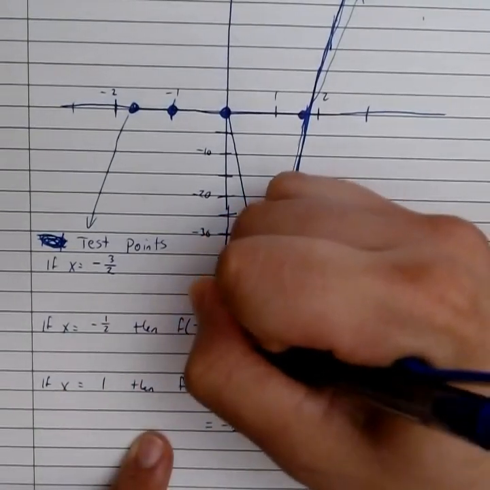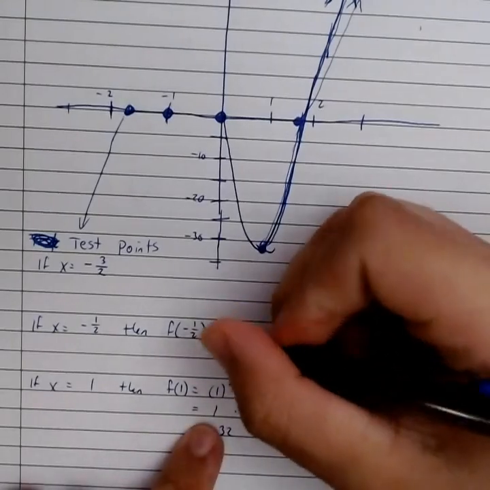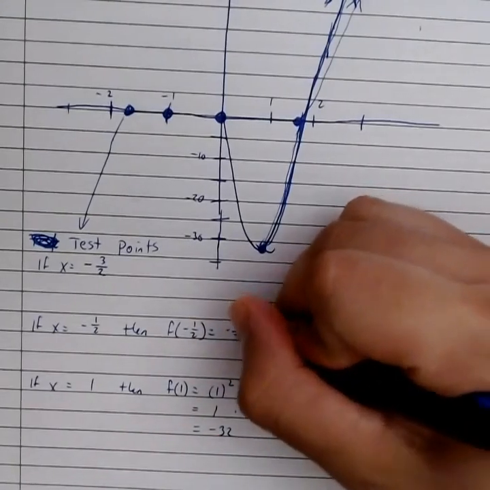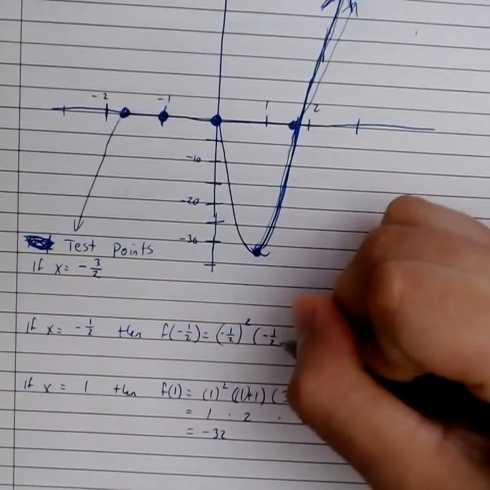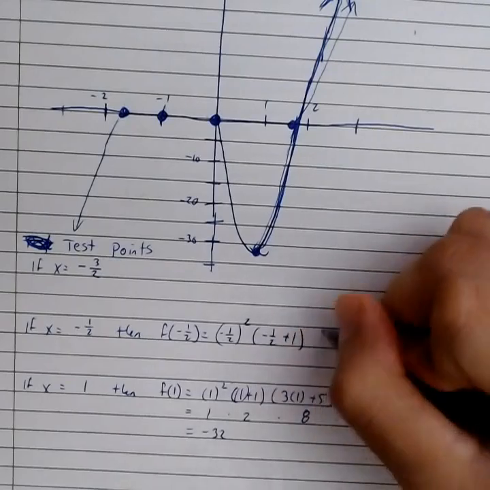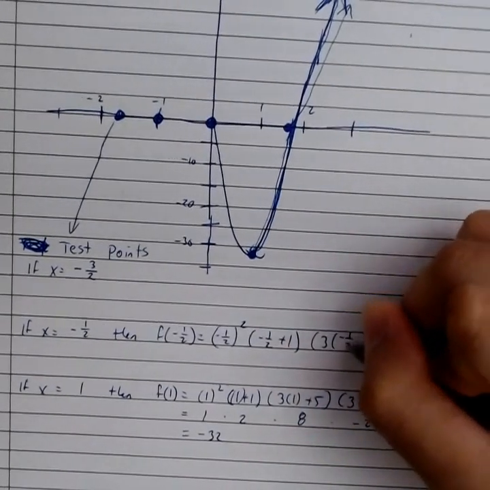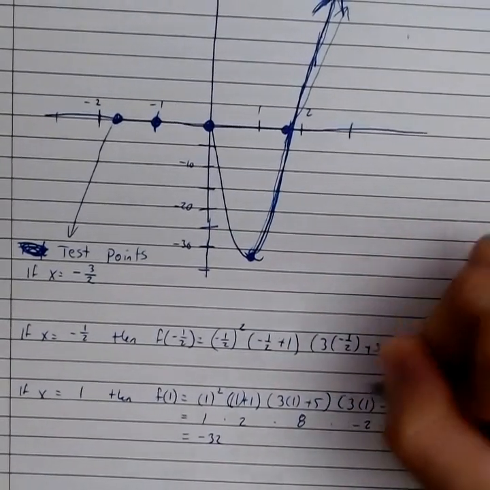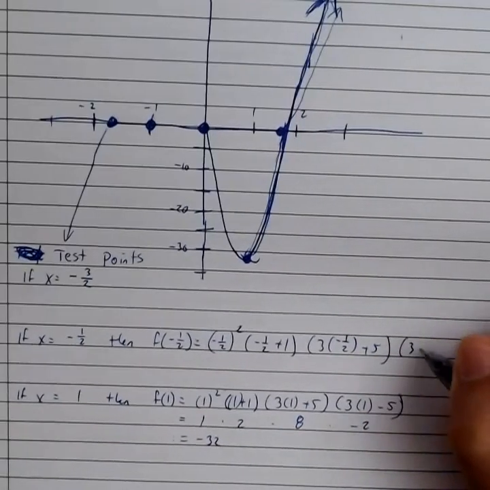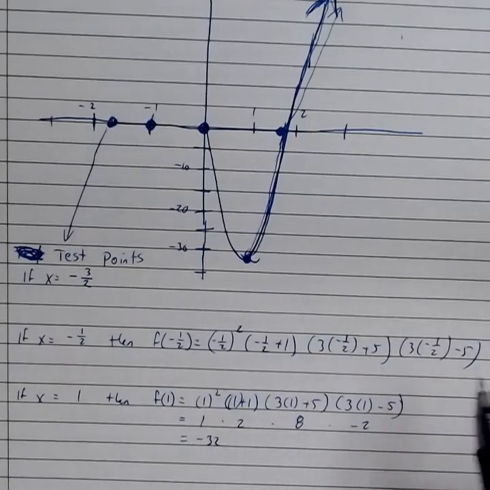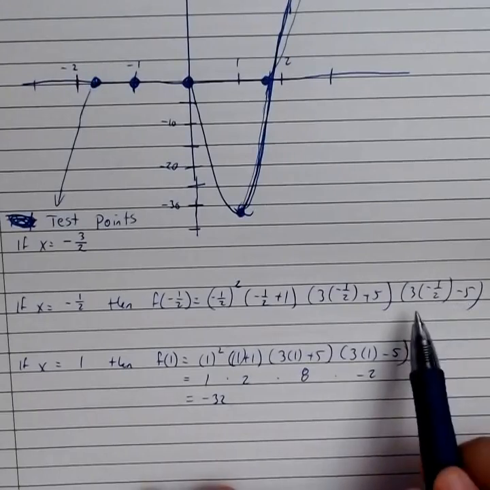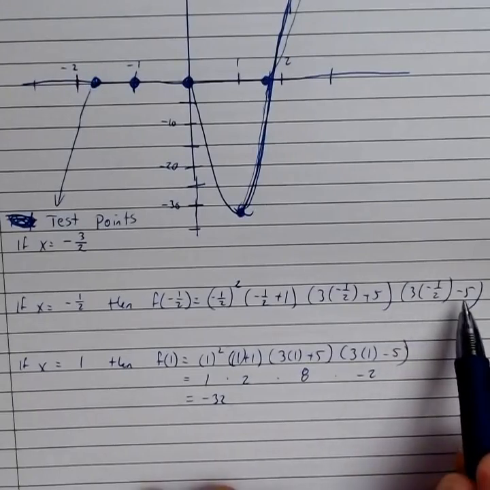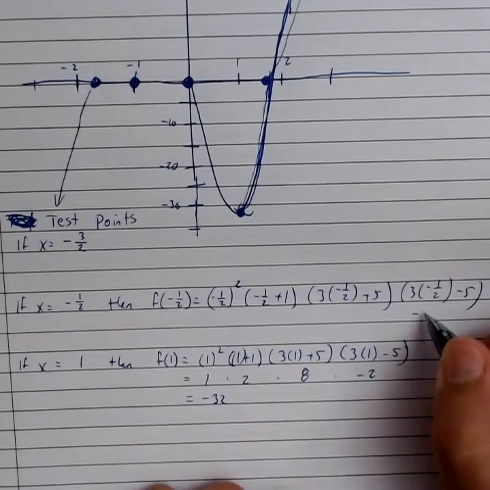So f of negative a half is negative a half quantity squared, negative a half plus 1, 3 times negative a half plus 5, and 3 times negative a half minus 5. Okay, so that's going to be negative 3 halves minus 5. That's negative 3 halves minus 10 halves. That's negative 13 halves.